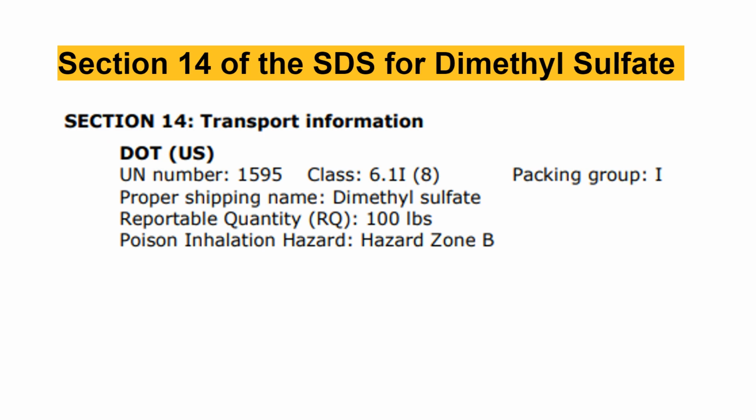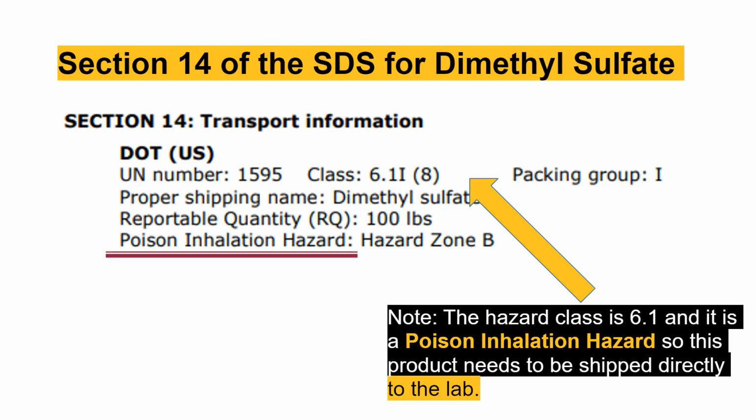The SDS for dimethyl sulfate reveals a hazard class of 6.1, and it is a poison inhalation hazard, so this product needs to be shipped directly to the lab.